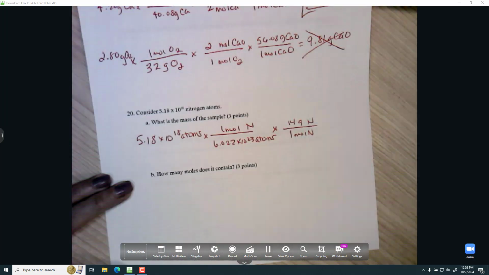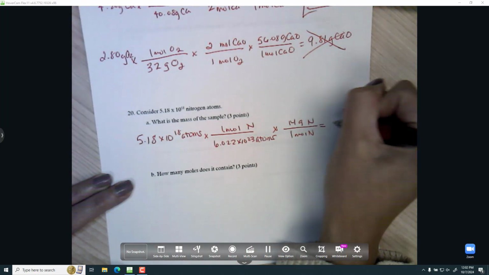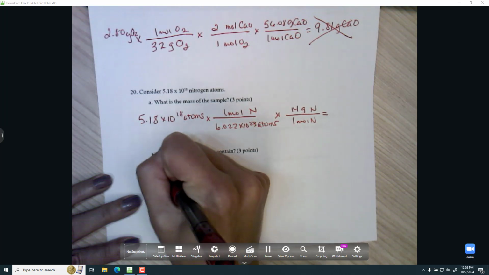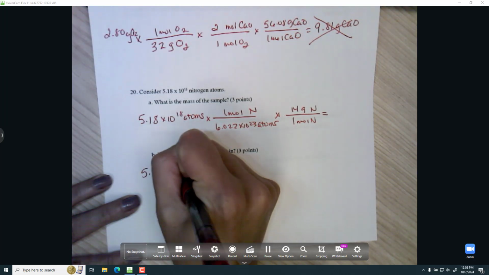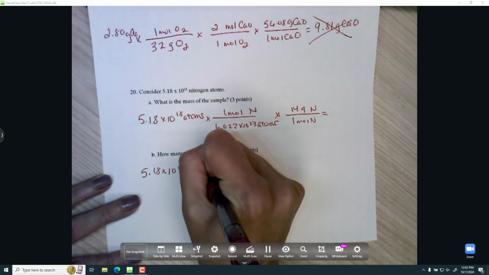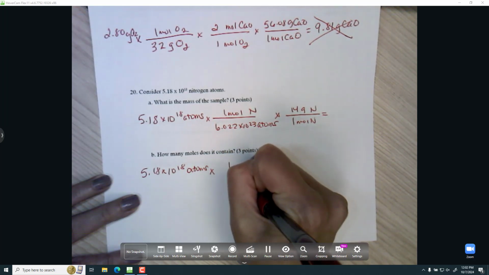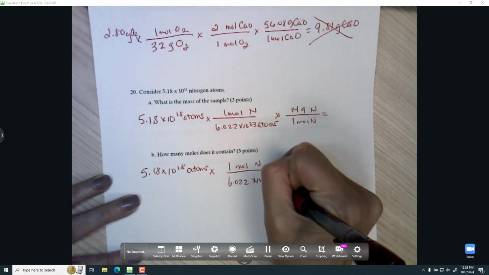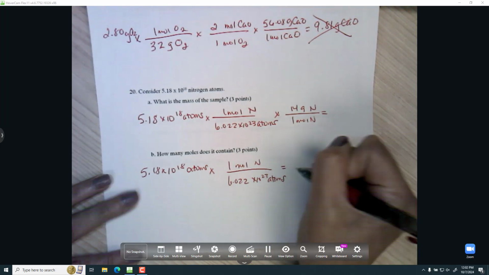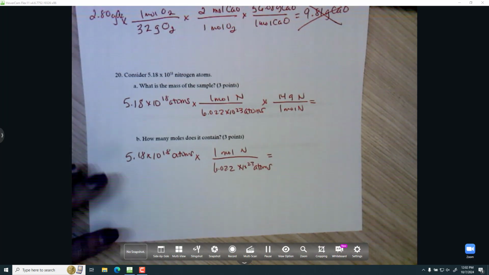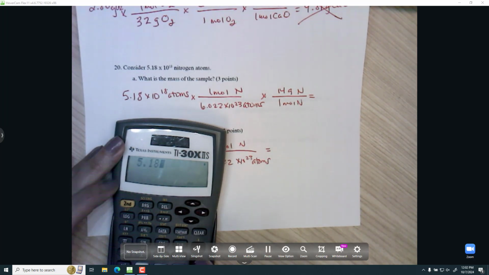And then actually the second question asks me for moles. So this is exactly the same problem except without that 14 part, right? So I can just do the Avogadro's number part. That would get me to moles. All right, let's put it in my calculator.